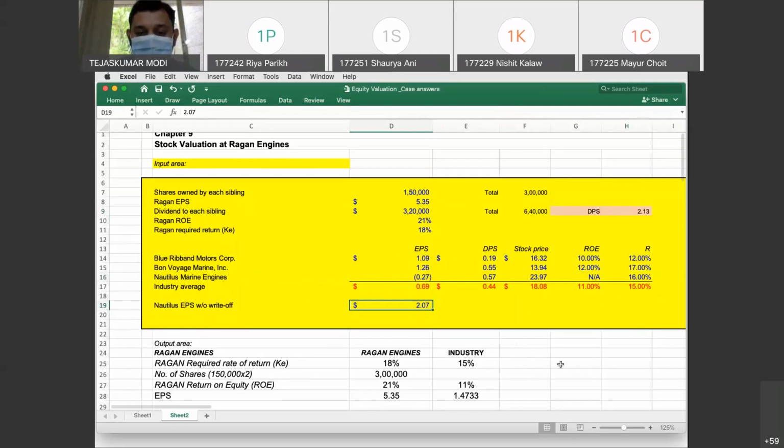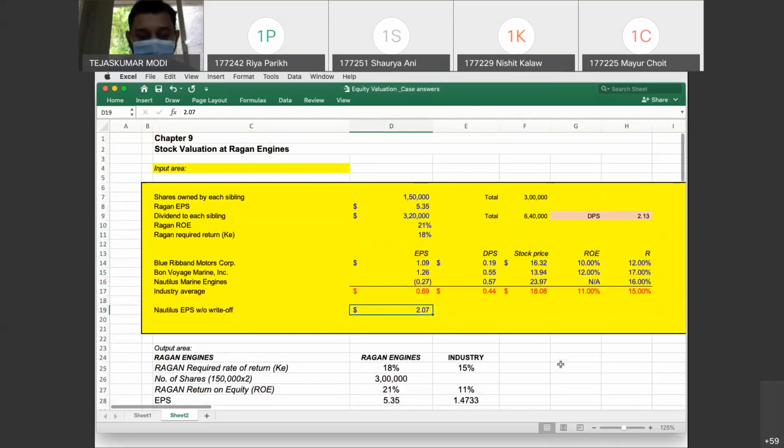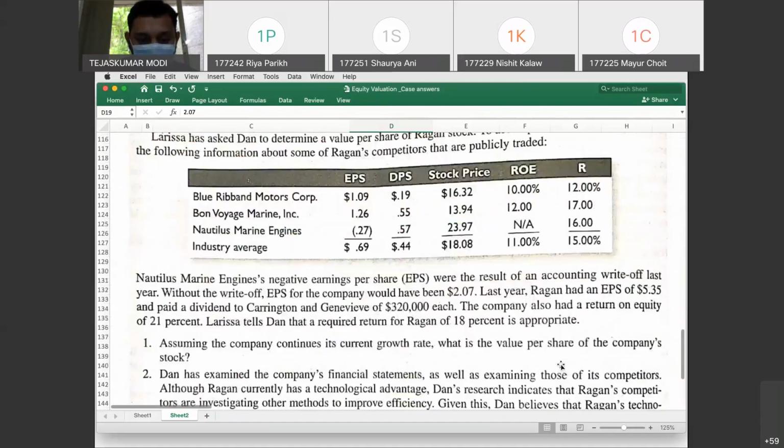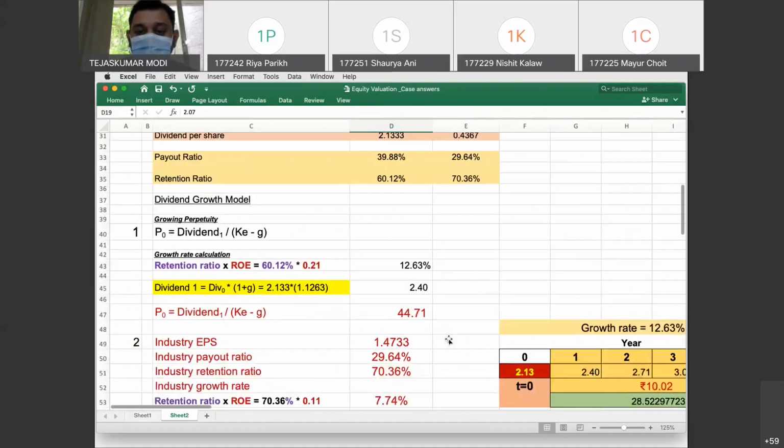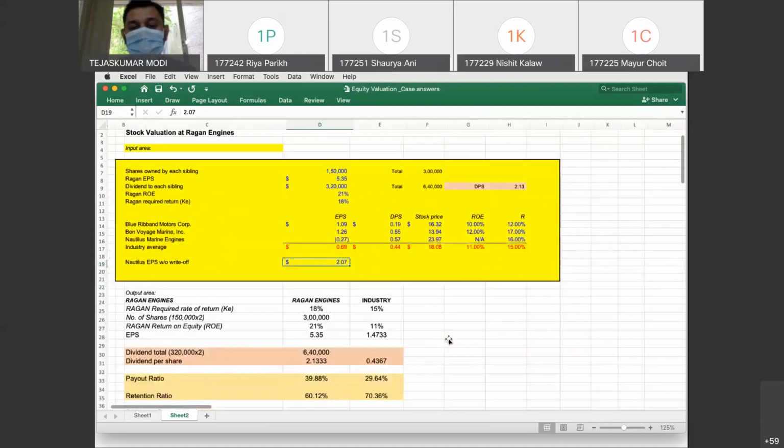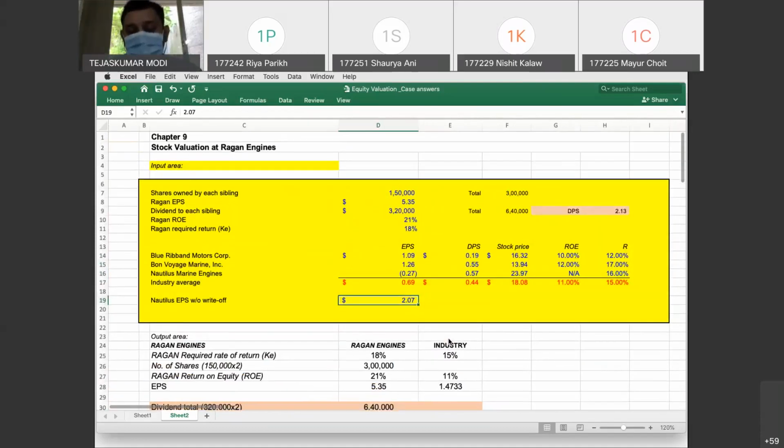So yes, the first question is to calculate the stock price using the current growth rate. Tell me, how do I go about this? We have only 10 minutes, so please be very fast. We have to calculate the stock price assuming that the company is going to grow at the current growth rate. Because the question focuses on dividend, we are going to value the equity using the dividend growth model, right?